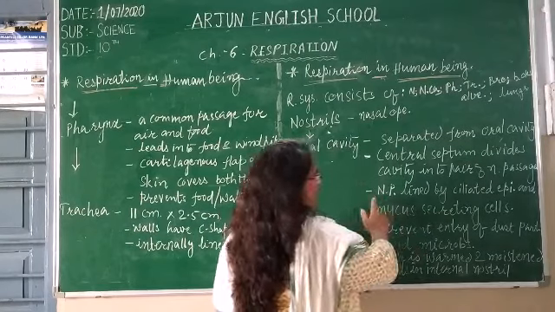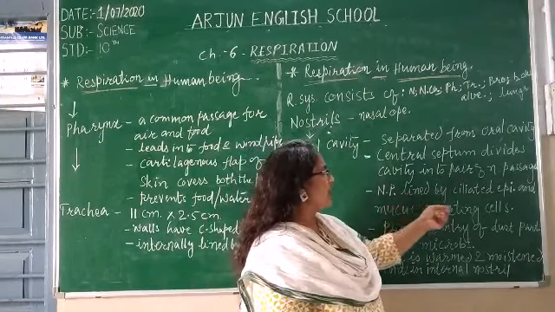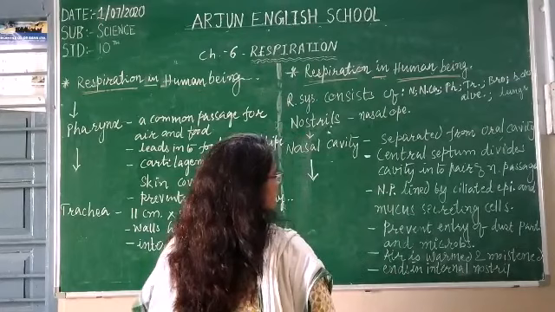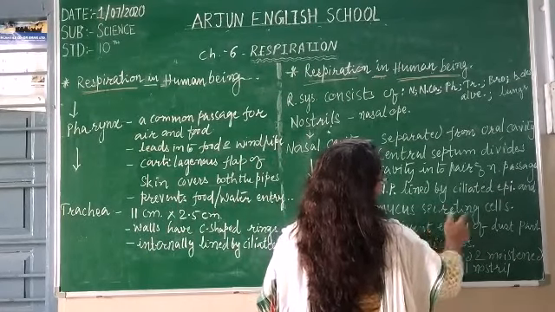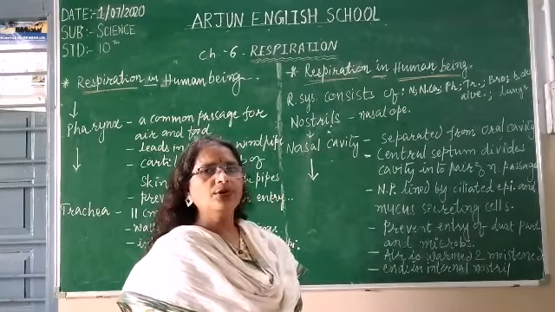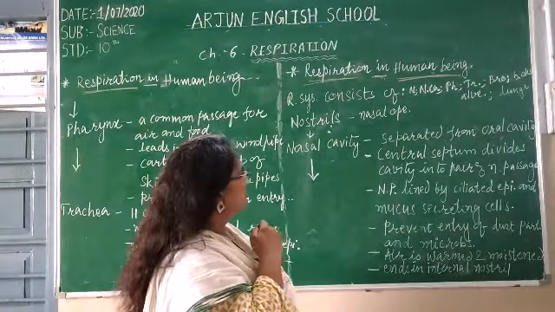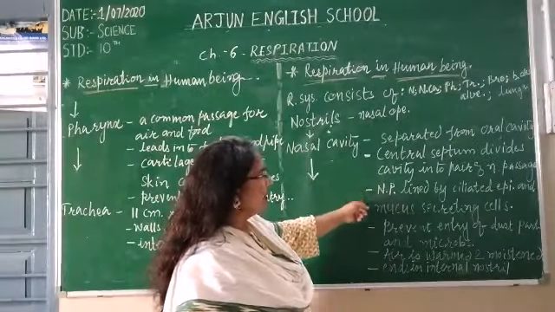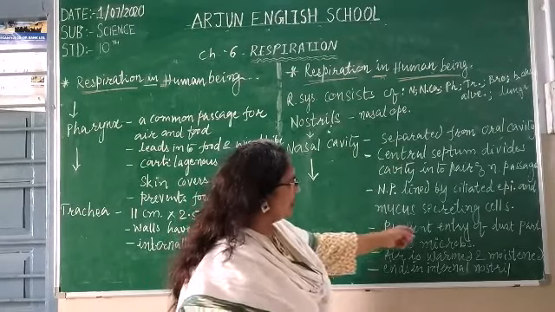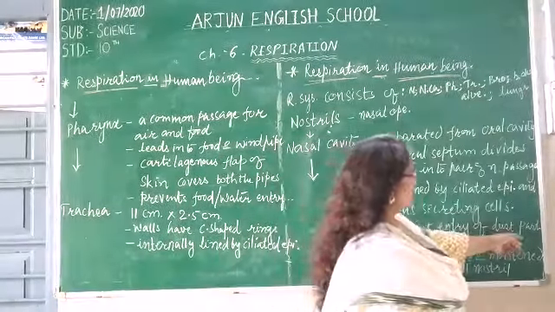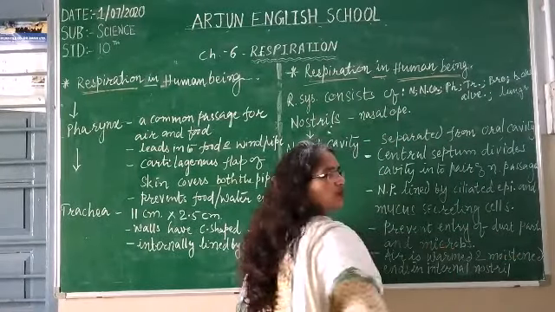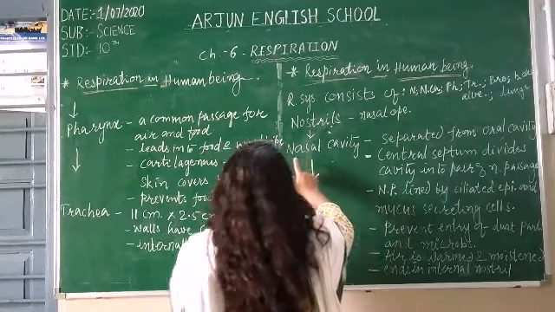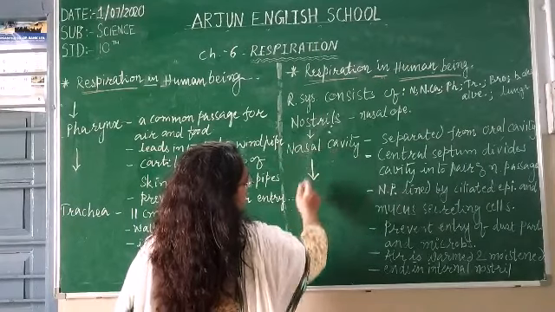This nasal passage is lined by epithelial tissue and mucus-secreting cells. We know our nose has hair-like structures and mucus inside. Why is it there? To prevent the entry of dust particles and some microbes which are already present in the atmosphere, in the air. Now, here is another function of the nasal cavity.